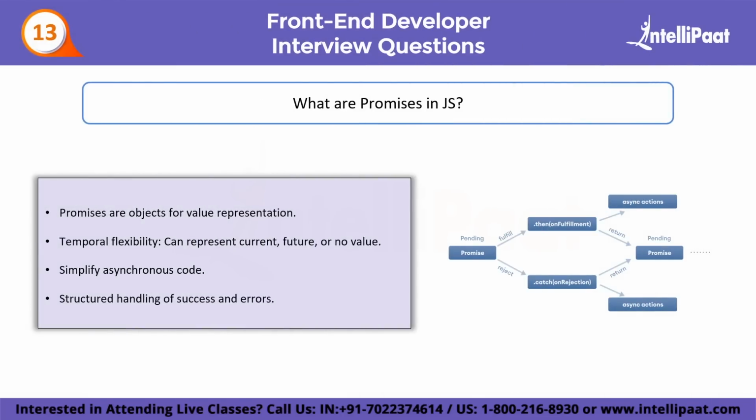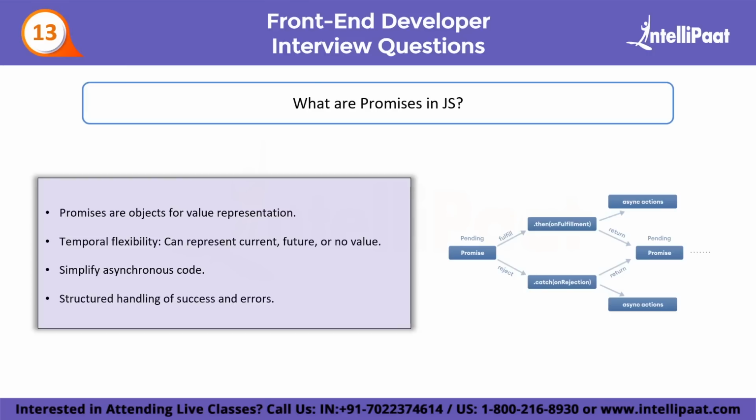Moving on to our next question. What are promises in JavaScript? The answer to this question would be, promises in JavaScript are like promises in real life. A promise in JavaScript represents a value that might not be available yet, but will be resolved in the future. It is a way of saying that I will get you the data you need, but it might take some time. Promises have three states.